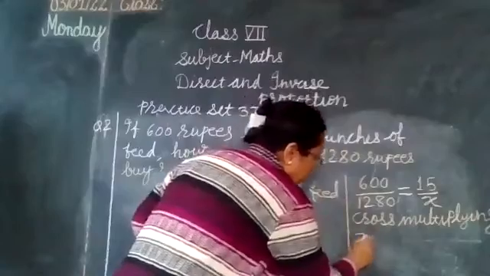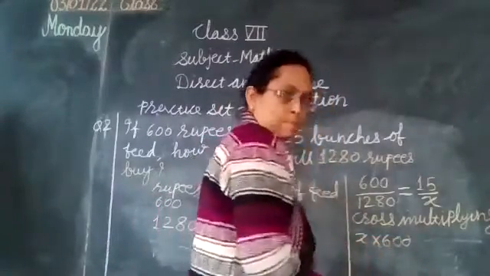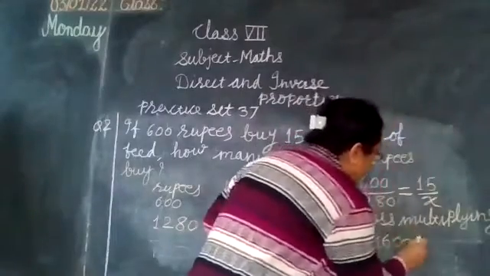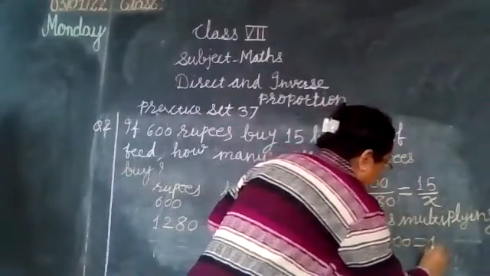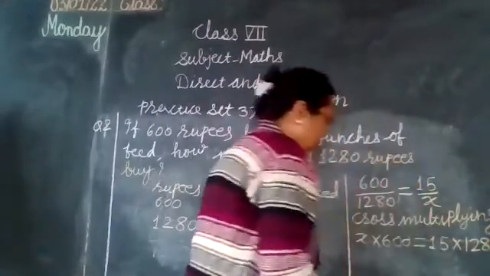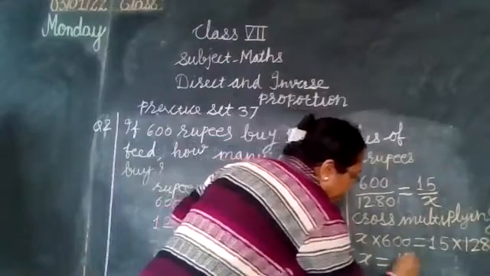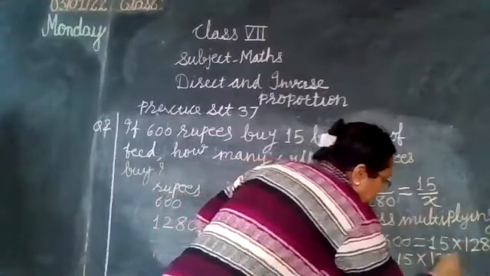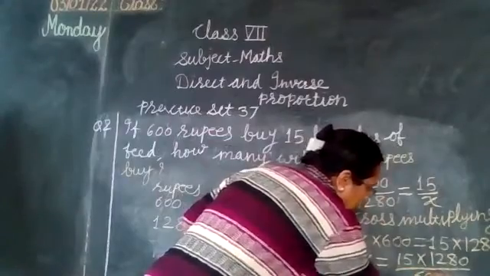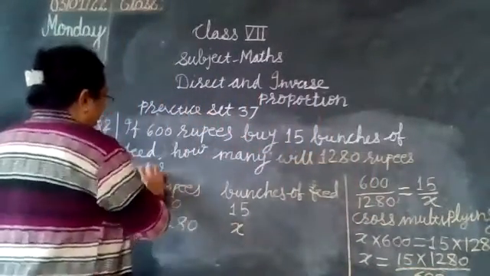It will give X into 600 equal to 15 into 1280. Now X will be equal to 15 into 1280 upon 600. Let us solve this side.